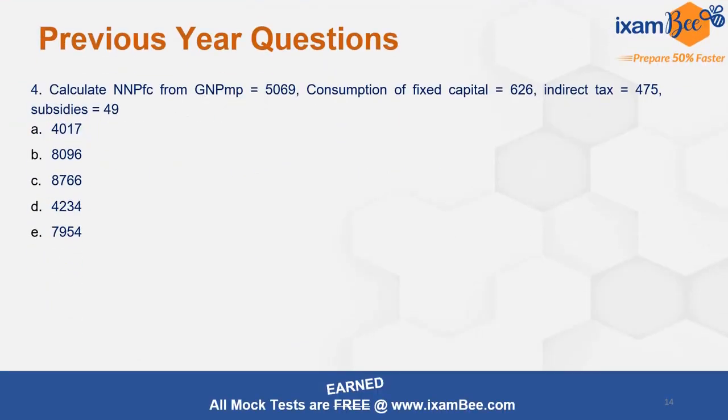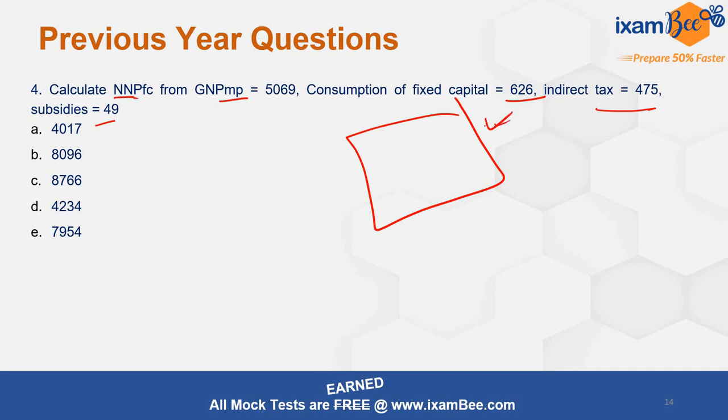Next question is, calculate NNP at factor cost from GNP at market price, and consumption of fixed capital is given, indirect taxes are given, and subsidies are given. Again, the flow chart is the key that will tell you what you have to do. Whenever such questions are asked, we look at from where to where we have to go. See, NP here and NP here are same. We have to move from gross to net and market price to factor cost. That's what we need to do.